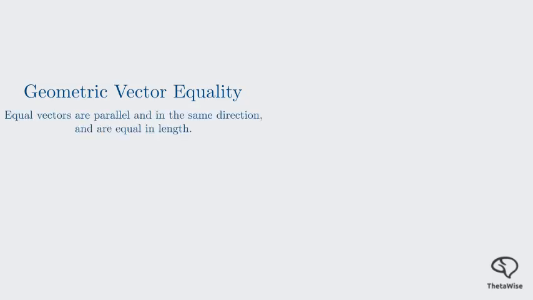This means equal vectors must be parallel, point in the same direction along their parallel lines, and be of the same length. Visually, they are simply translations of one another. The concept of free vectors we just discussed fits perfectly here. Any arrow that is parallel, in the same direction, and of the same length as a given vector A is also vector A. The position doesn't change what the vector is.